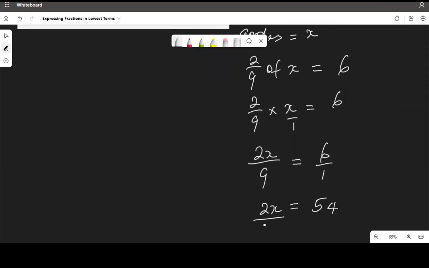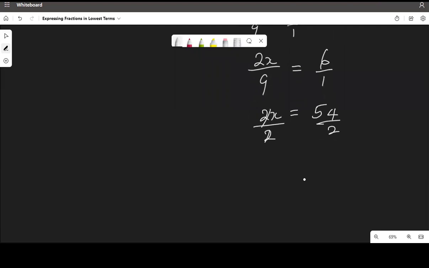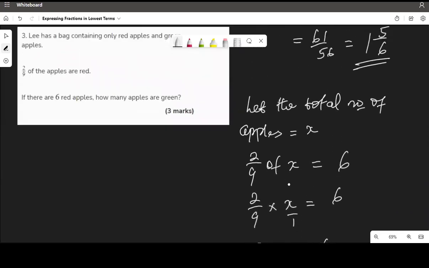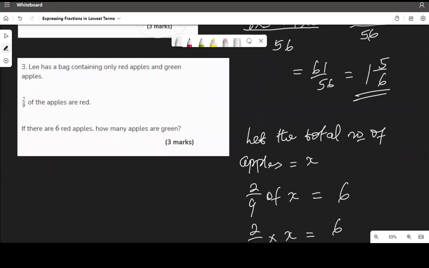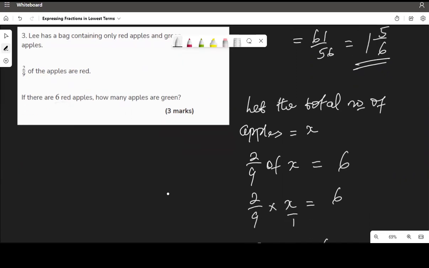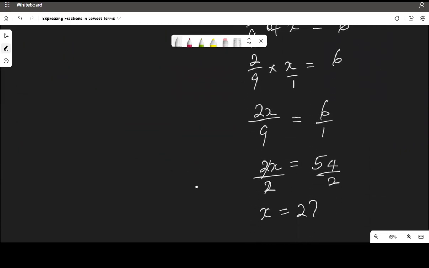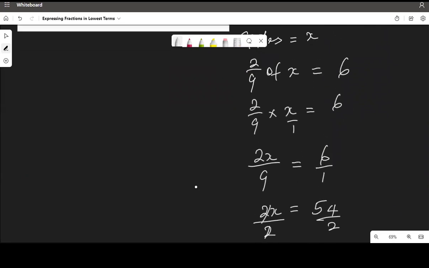To get the value of x, we divide both sides by 2. So these two can go. 54 divided by 2. 5 divided by 2 is 2. Remember 1. Put the 1 here, that is 14. Divided by 2, 7. Therefore, the total number of apples is 27. But the question says how many apples are green? So if 6 apples are red, remember it has red and green apples only. So 6 are red. And we have a total of 27, which means 21 are green.